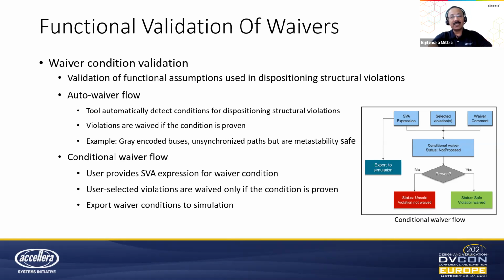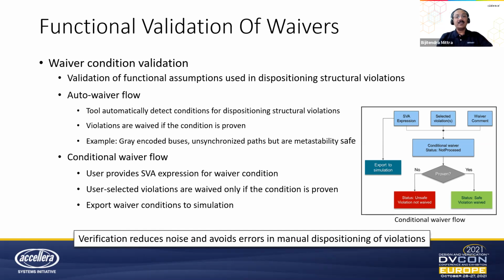So as you can see, we are actually capable of using formal verification to reduce the structural noise, and at the same time, if you want, you can export these conditions and run them in simulation. As a result, we can reduce verification noise by using formal verification, and at the same time, we are avoiding any manual errors that can creep in when you are manually dispositioning or waiving off such violations.